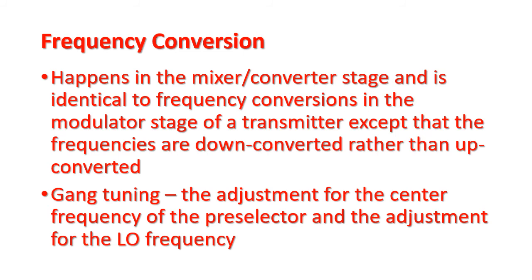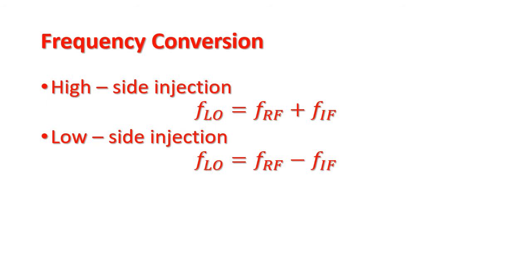Gang tuning. Gang tuning is the adjustment for the center frequency of the preselector and the adjustment for the LO frequency. For high side injection, we have F sub LO equal to our RF frequency plus our IF frequency. For low side injection, we have F sub LO equals our RF frequency minus our IF frequency.